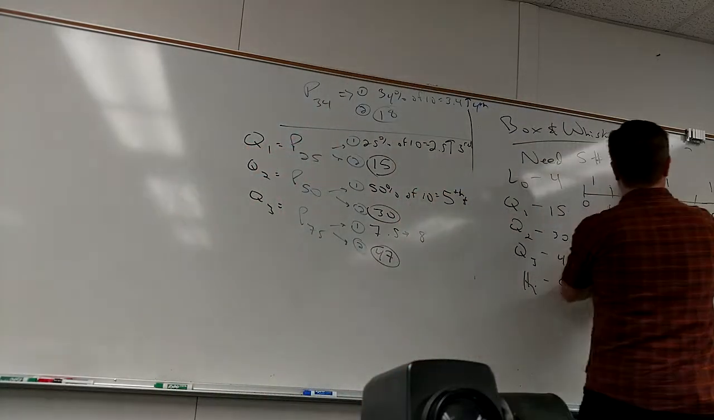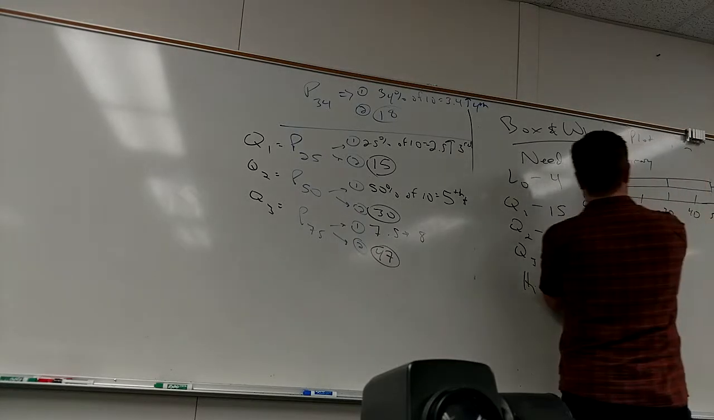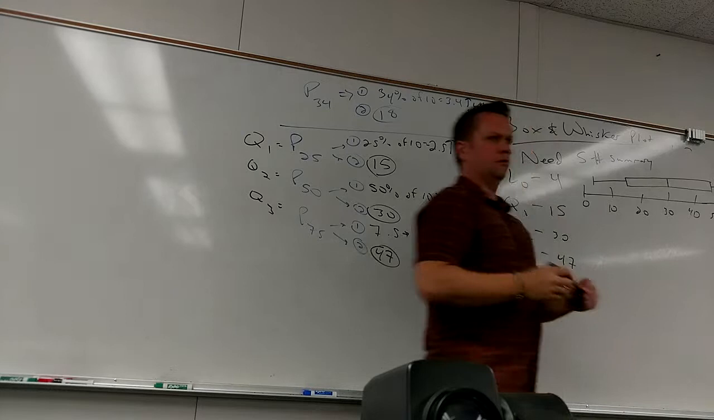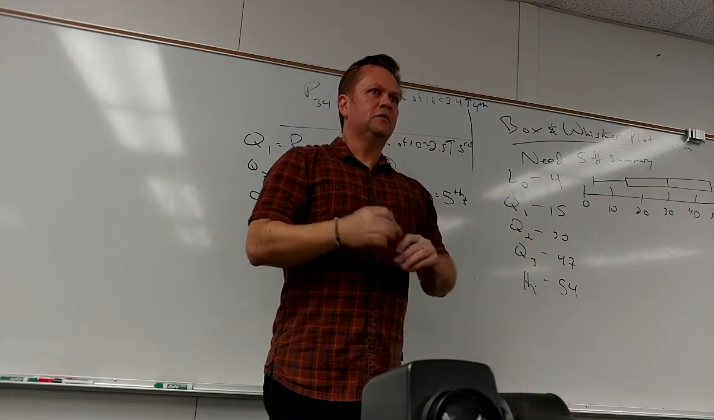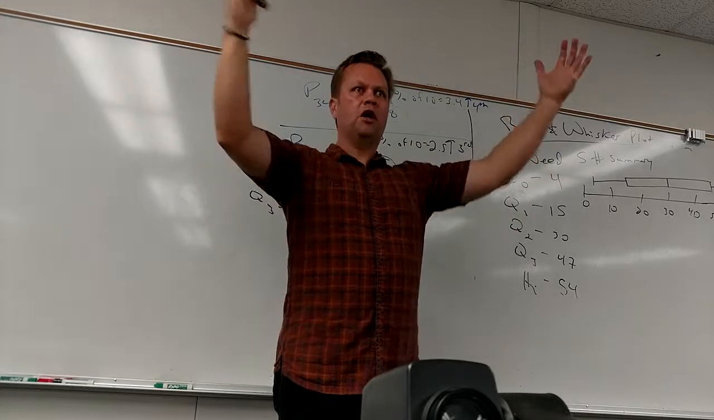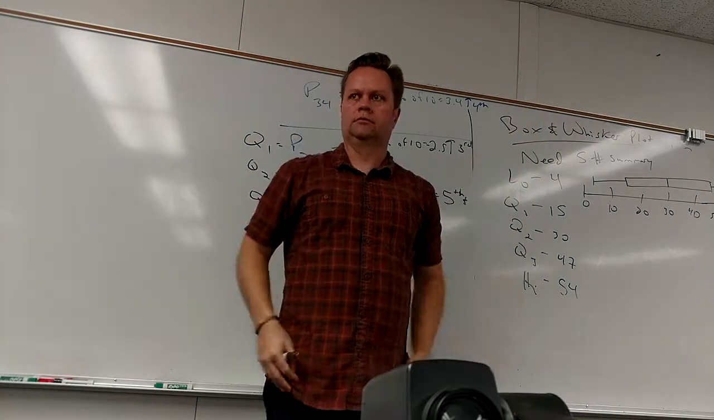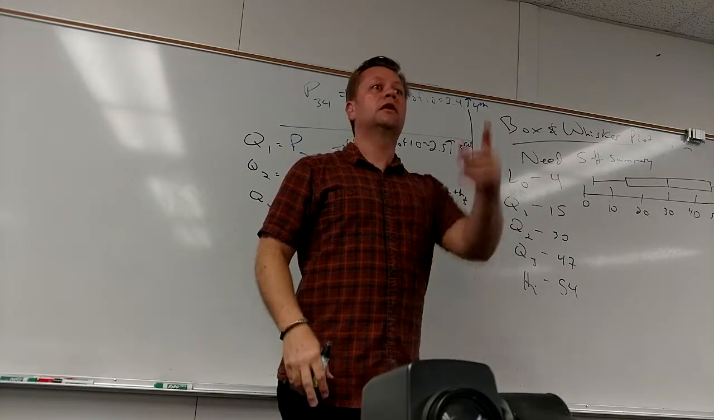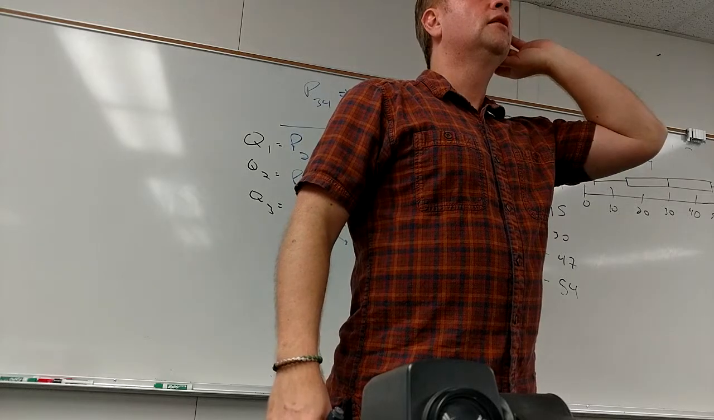Here's the box, the middle 3, and then the whiskers. Can anyone tell me what's in the box? What's in that middle? How much of the data? What percentage of the data is in that box? Say again? 60? It's about 3/5, right?